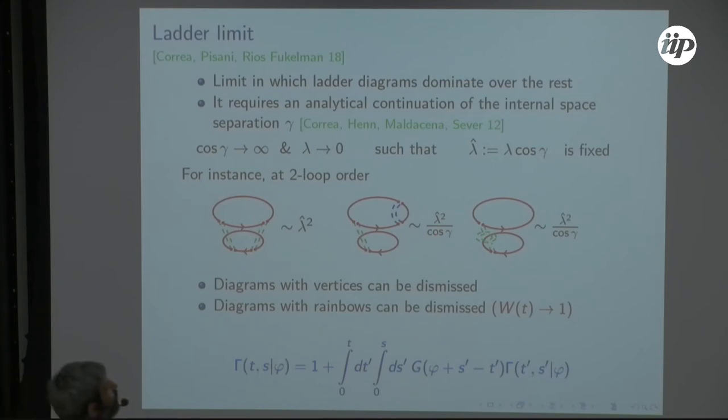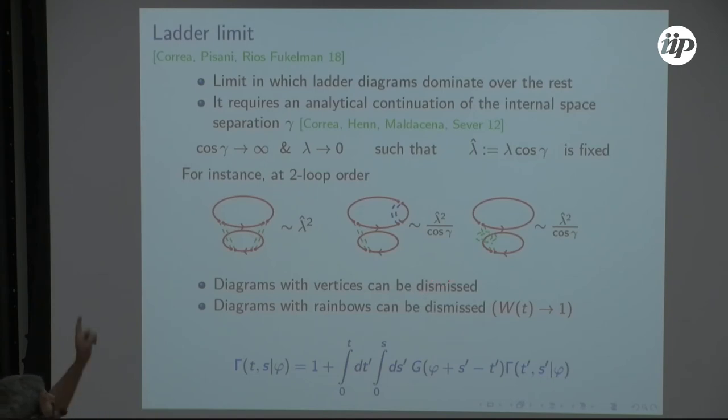And the same if you consider a one loop correction to the ladder. Since there are only two points being connected, there is a single cos gamma. So this goes like lambda hat squared over cos gamma. But if you're in this limit in which cos gamma goes to infinity, you see that these two diagrams are suppressed in comparison to this one. So it is not only that you are dismissing interaction diagrams in this limit, but also you are dismissing any rainbow, any diagram containing rainbow propagators, right?